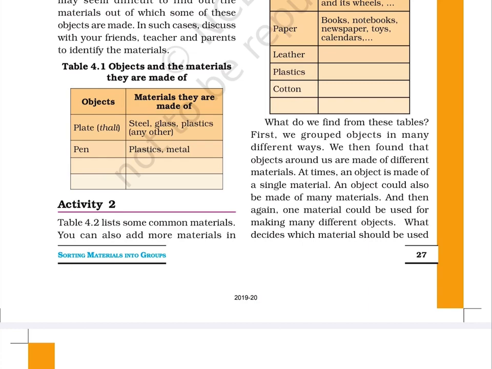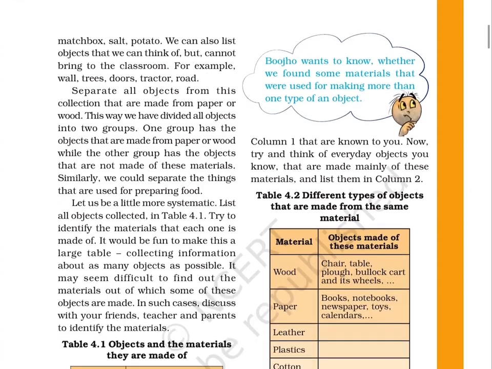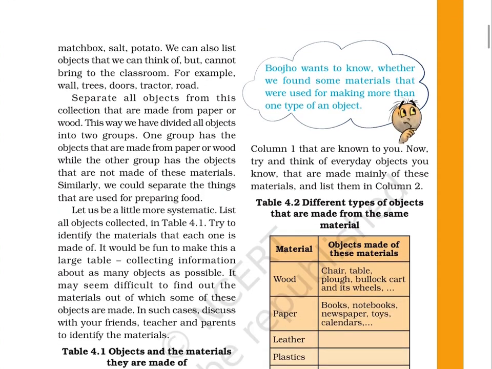Activity 2. Table 4.2 lists some common materials. You can also add more materials in column 1 that are known to you. Now, try and think of everyday objects you know that are made mainly of these materials and list them in column 2. Bujo wants to know whether we found some materials that were used for making more than one type of an object. Table 4.2 Different types of objects that are made from the same material.